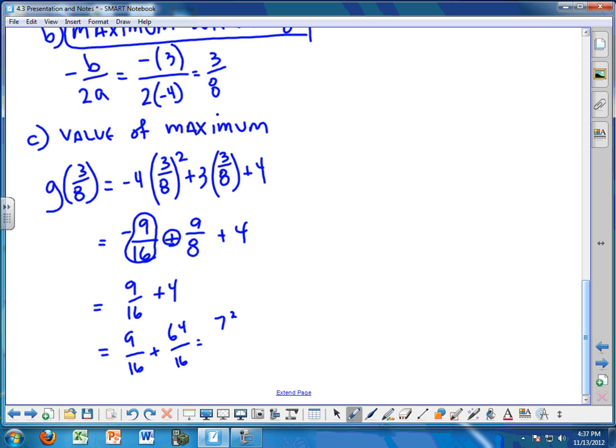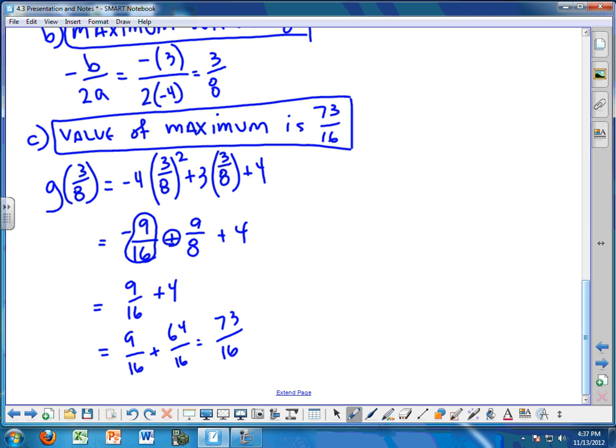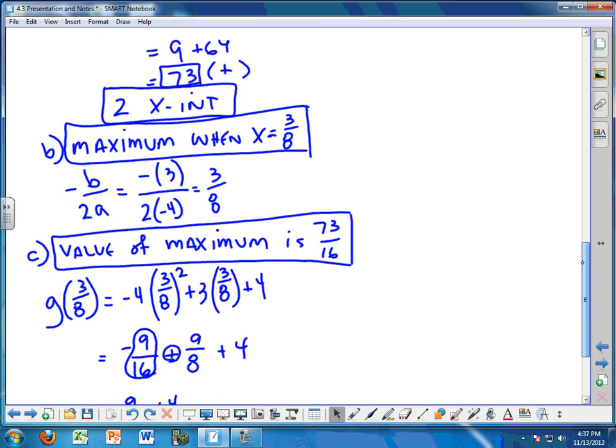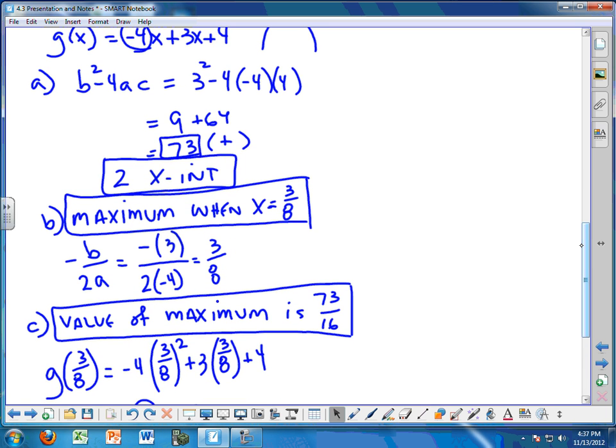That gives me 73/16. And isn't it intriguing that this 73 shows up one more time? It is the y value of the maximum. So the maximum value of the function is 73/16. That's a little bit tricky, but it relates to the vertex. It relates to how we look at parabolas. And in this case, it shows us some information about our function. It shows that it has two x-intercepts. It shows us that it has a maximum when x is 3/8. And it actually tells us what the maximum value of the function is.